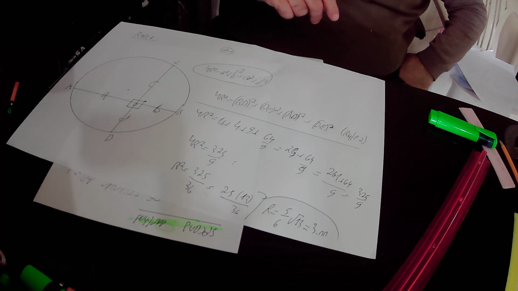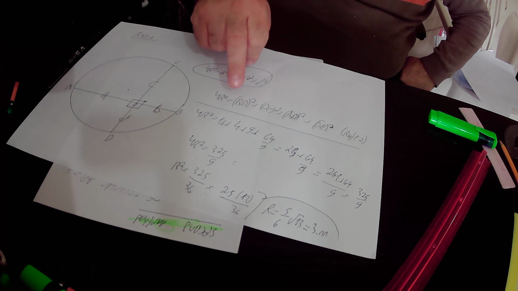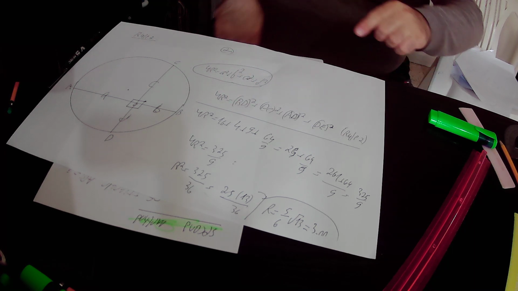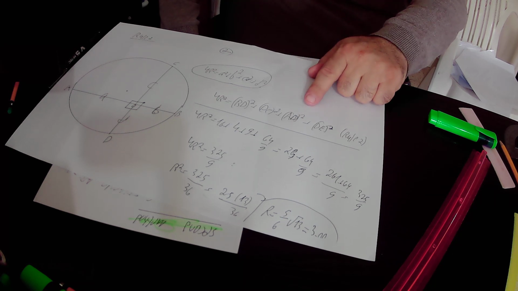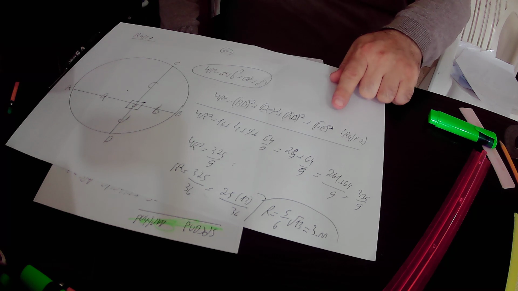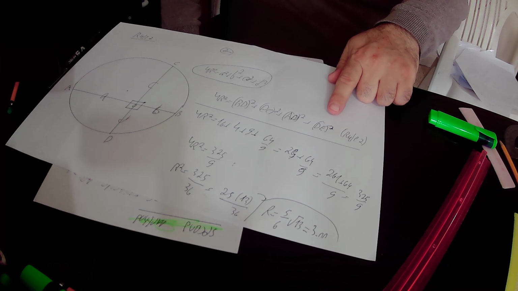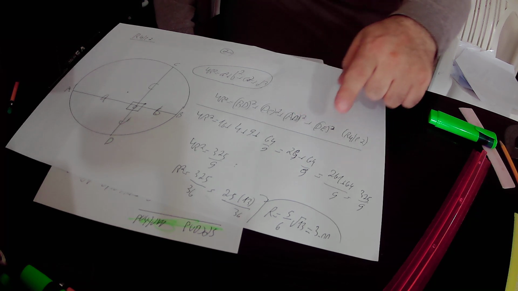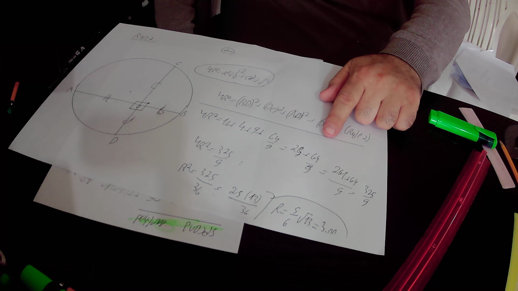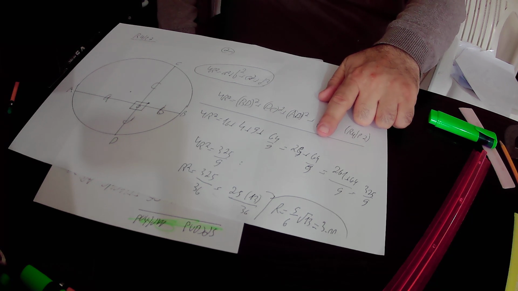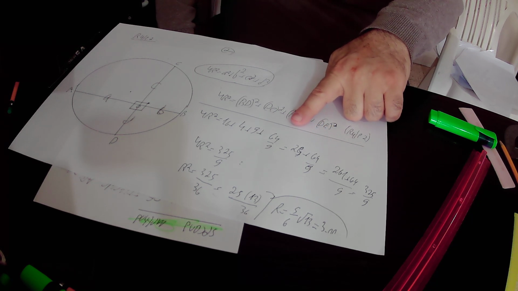So 4 times R squared equals BD squared. BD equals 4, so BD squared is 16. Plus DC squared. DC is 2, so DC squared is 4. Plus AD squared. AD is 3, so AD squared is 9. Plus DE squared. DE is 8 over 3, so DE squared is 64 over 9. 16 plus 4 is 20, and 20 plus 9 is 29. And so we have 29 plus 64 over 9.